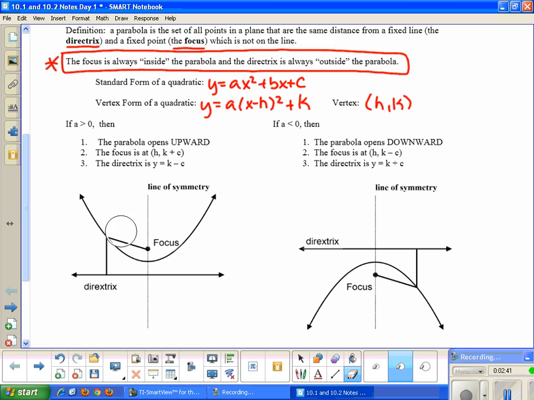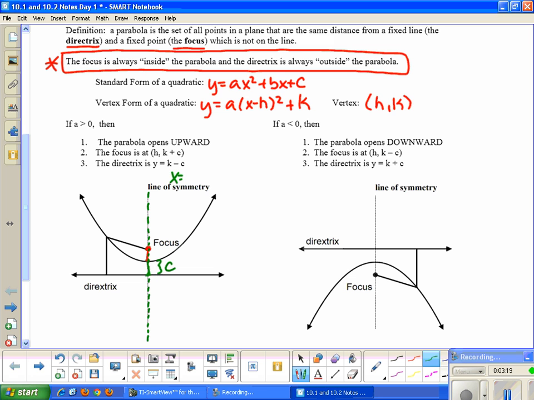Now I also know something else: the distance from here to here is always going to be the same as the distance from here to here. That distance we actually call our C value. That's important because it helps us find many different things. Notice here that our focus would be up from our vertex, and also notice that the line of symmetry cuts your graph in half. In this case, it would be x equals whatever the x-coordinate of your vertex was.